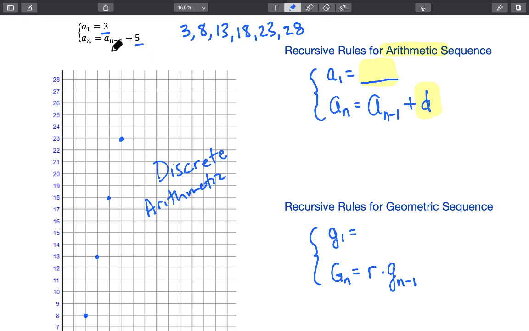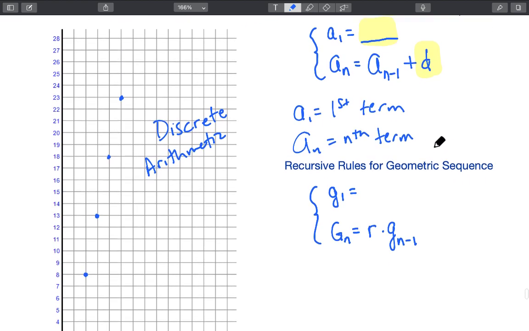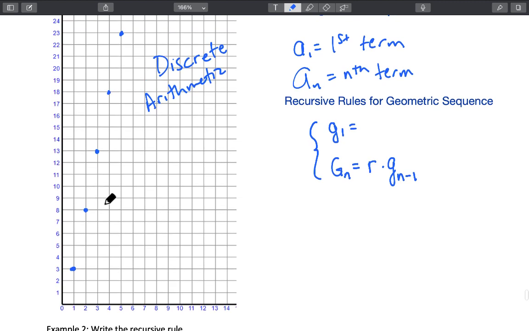Just keep in mind a sub n minus 1 represents the preceding term. A sub 1 is our first term. A sub n is the nth term, and then a sub n minus 1 is the term before the one you're trying to find. Now that's for an arithmetic sequence, and you saw our example here and what that looks like. Let's talk about the recursive rule for a geometric sequence.